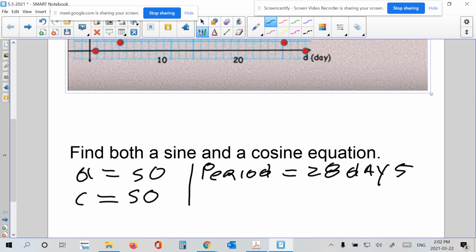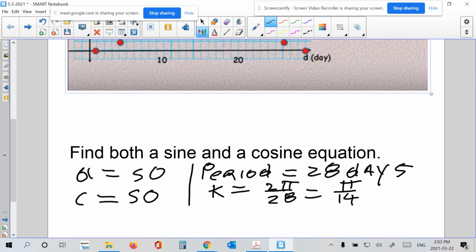All right, how about the k then? So we don't put the period into the function. We use the k value for the function. So does anybody know what the k should be? Pi over 14. In other words, it's 2 pi divided by 28, which, yes, reduces down to pi over 14.